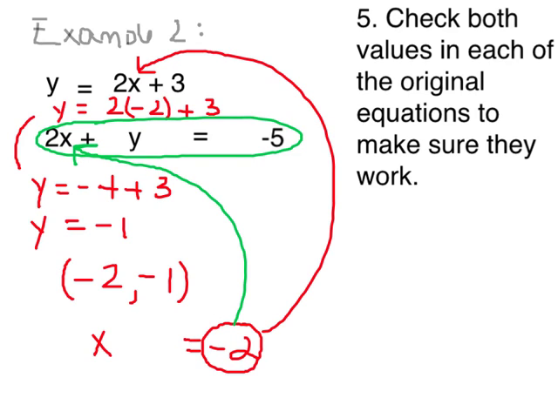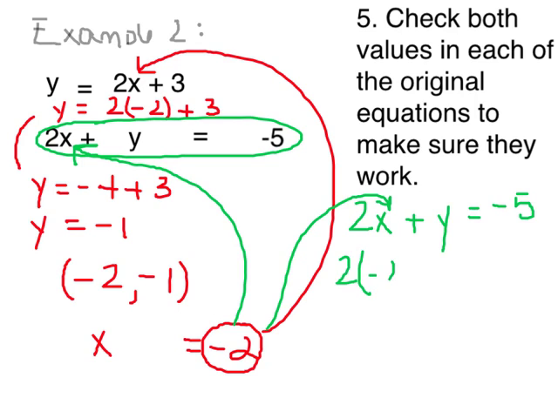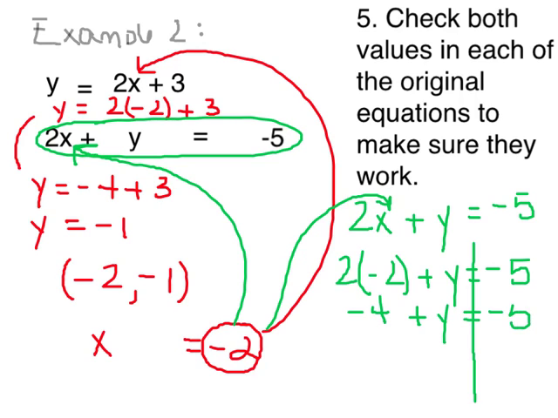So now let me copy the equation down. It is 2x plus y equals negative 5. And I'm going to plug negative 2 in for the x. So I'm going to plug it in right there. So I have 2 times negative 2 plus y equals negative 5. I'm going to draw my line and solve. 2 times negative 2 is negative 4, plus y equals negative 5. And then I'm going to add 4 to both sides.